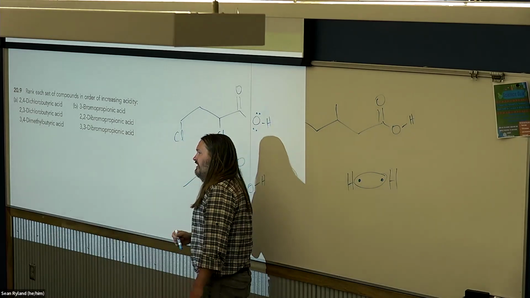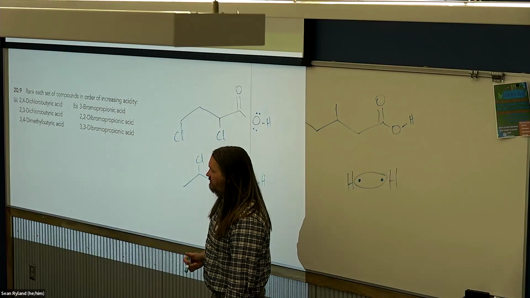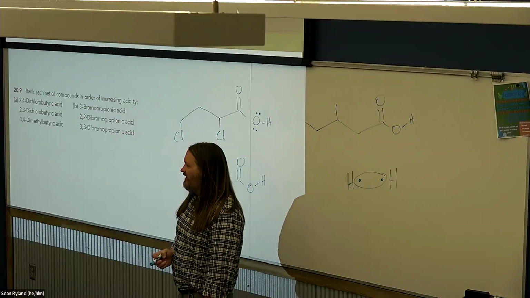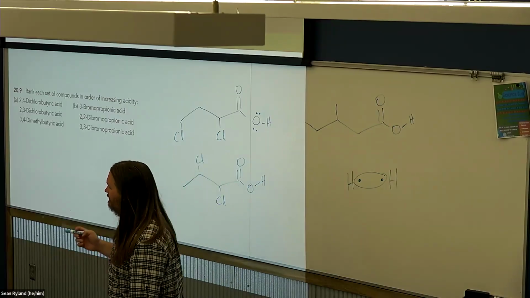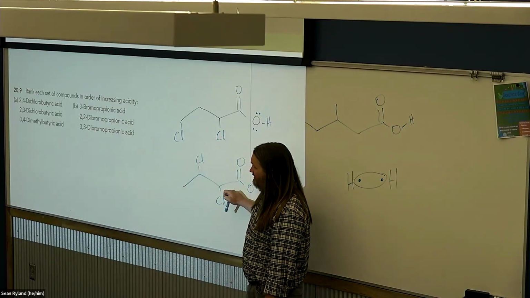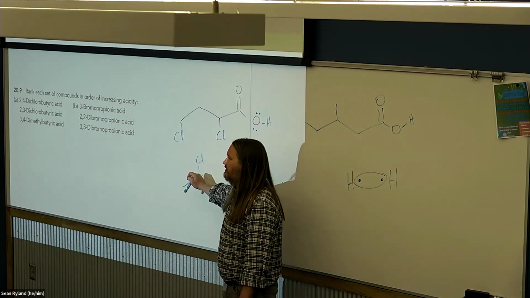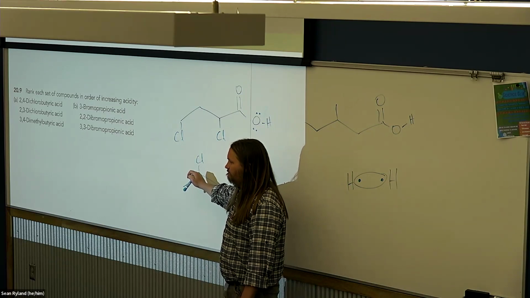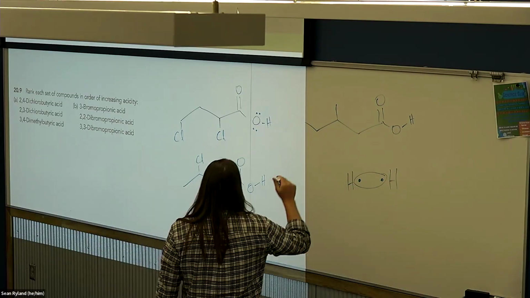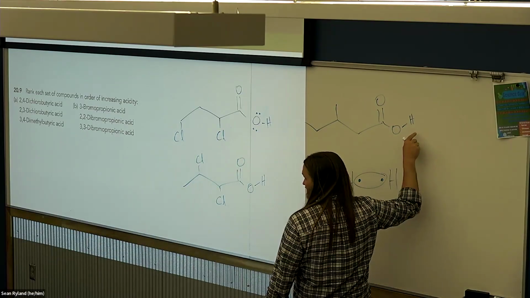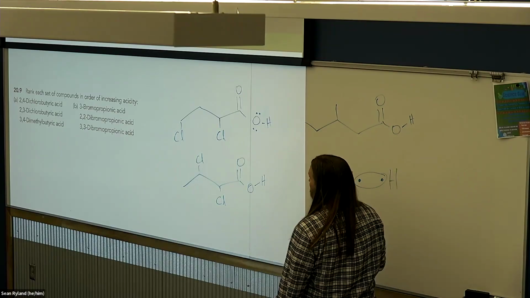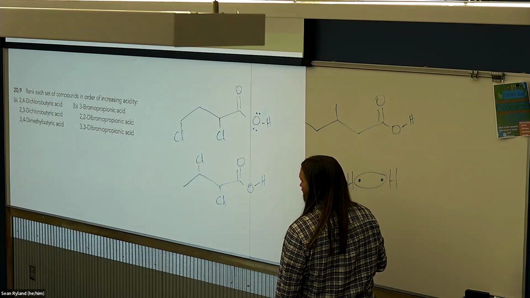Are the chlorines going to give electron density or take it away? Take it away, because it's chlorine. And chlorine is more electronegative. There it is. More electronegative stuff is going to pull electrons away. So the last one is going to be the strongest. It's going to be the hardest to pull off the hydrogen, which makes it the most acidic or the least acidic.